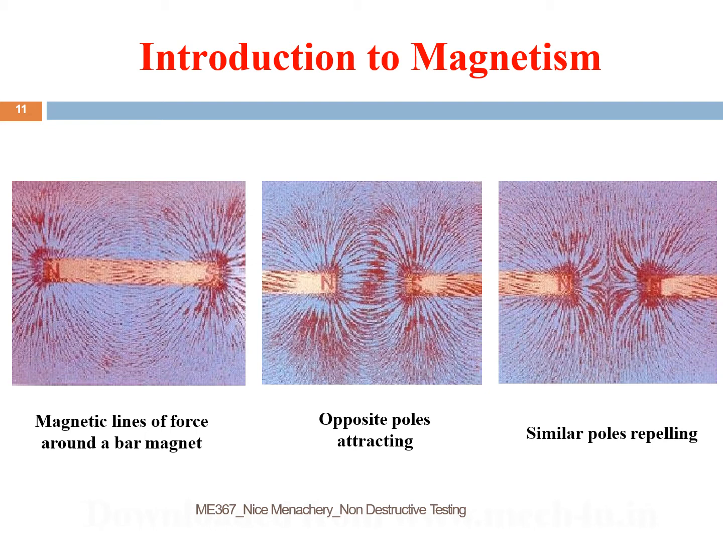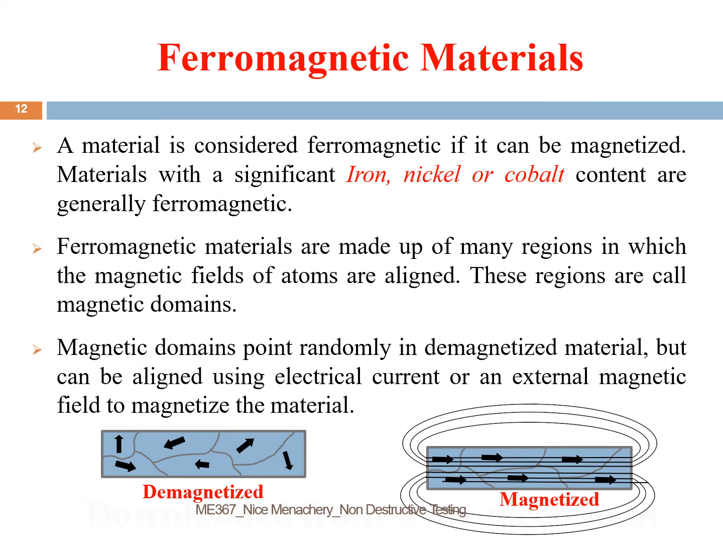Okay, so these are the magnetic lines of force that are available here. Like poles repel each other, and unlike poles attract each other. Now we go on to what a ferromagnetic material is. As we discussed, this testing method is limited only to ferromagnetic materials. A material is considered ferromagnetic if it can be magnetized. Materials with a significant iron, nickel, or cobalt content can generally be classified as ferromagnetic materials.